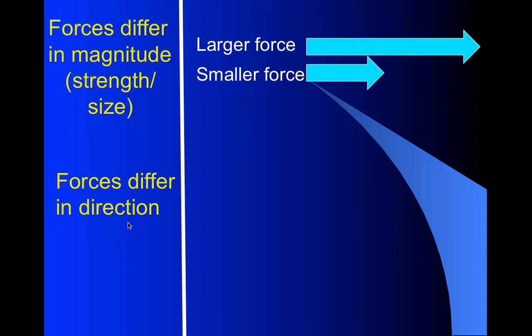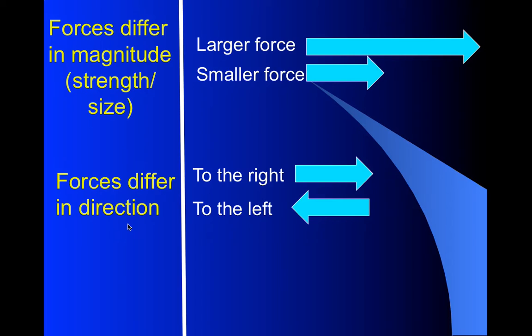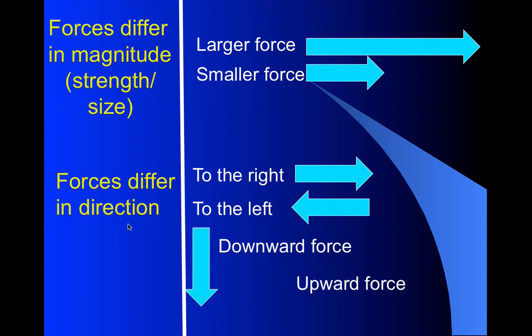Forces can also differ in which direction the force is being applied to the object. So if a force is pushing on an object to the right, then you will see an arrow that goes to the right. To the left, the arrow will go to the left. Down as well as upward. Now there's also diagonal. So whatever the direction of the force is, that is the direction of the arrow.